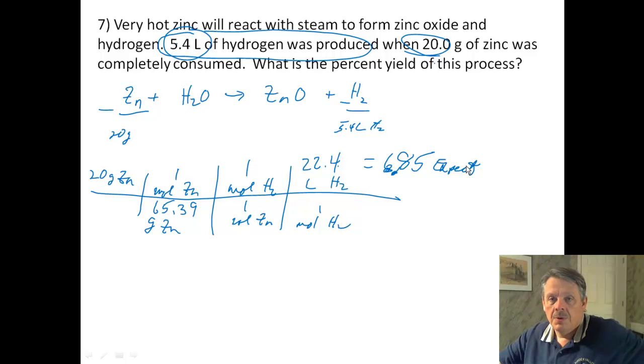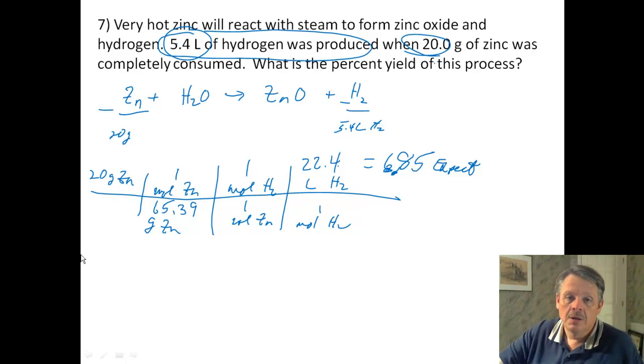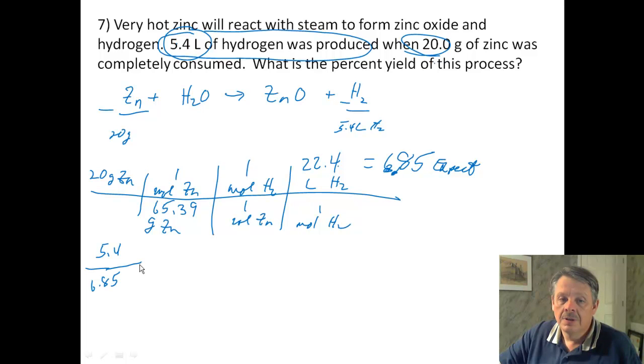Right, well, that's not what we got. Right, we got 5.4 liters. So 5.4 divided by 6.85 will give us, oh, I have to multiply by 100%, and that gives us 79%.